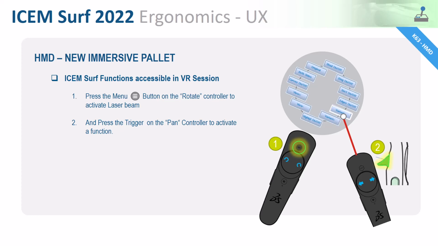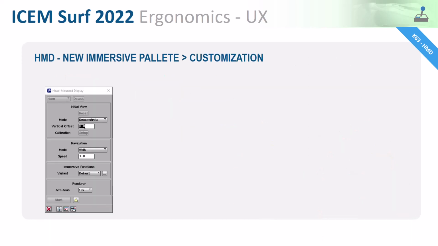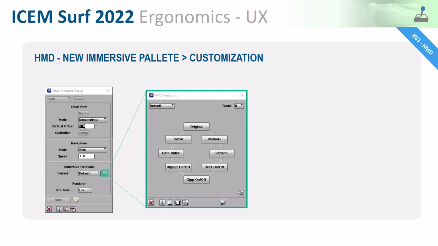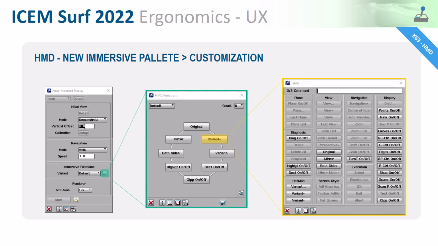It is very easy to summon the menu in VR. Just press the menu button on the rotate controller and the menu will appear like this. And a laser-like selection beam will come out of the pan controller, allowing you to easily choose the function that you want from the menu. The immersive palette is very much like the quick function access menu. You can choose to have 4, 8 or 12 buttons, and you can easily define which functions you want by choosing them from the tablet menu.